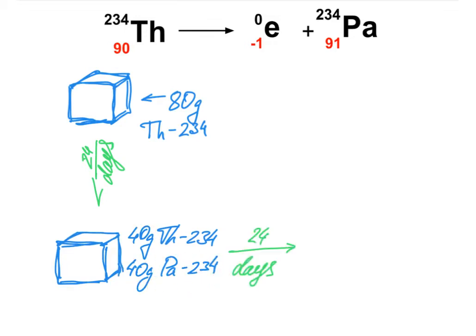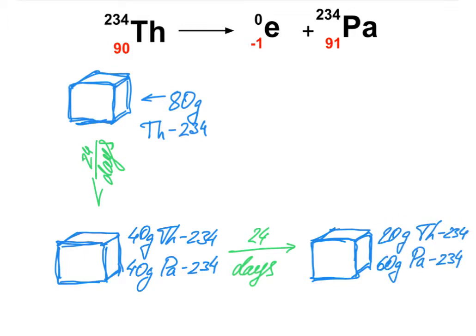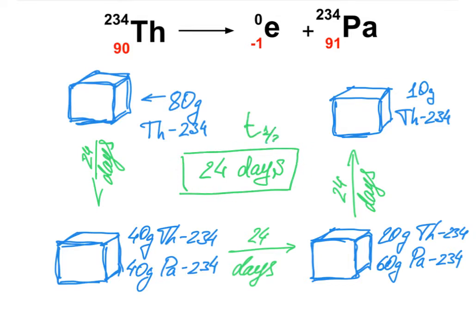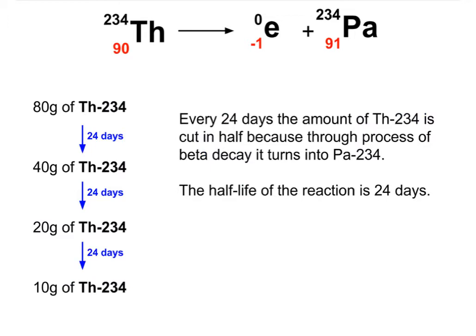Another 24 days go by and we analyze the block once again, and look at that, we only have 20 grams of thorium and the rest of it is palladium. 24 days later, only 10 grams of thorium left. This is happening because thorium continues to decay into palladium at a constant rate. And this period of time, 24 days, is the half-life of thorium-234, the period of time that is needed for half of the sample to decay. So every 24 days, the amount of thorium is cut in half because through the process of beta decay, it turns itself into palladium-234. The half-life of this reaction is 24 days.